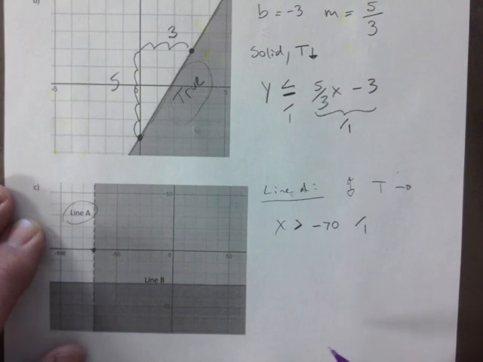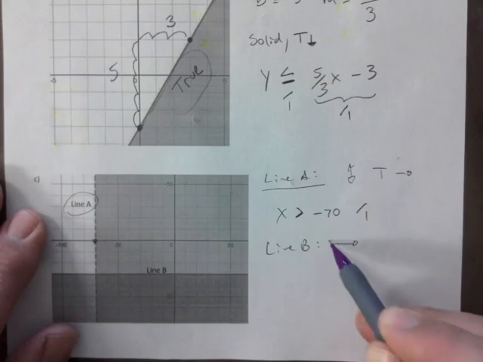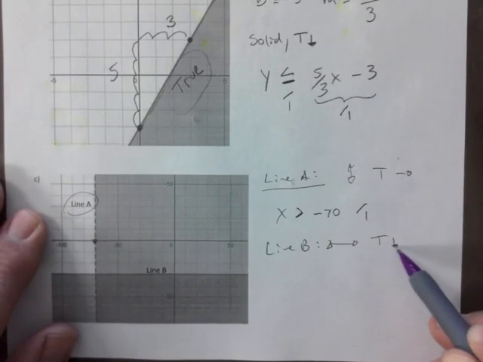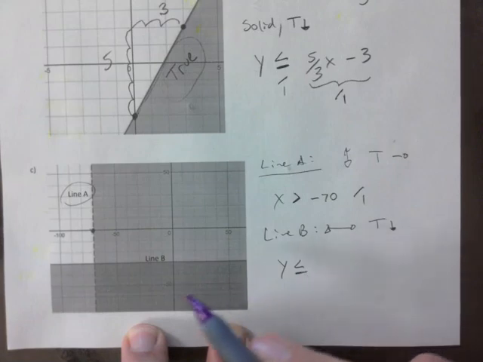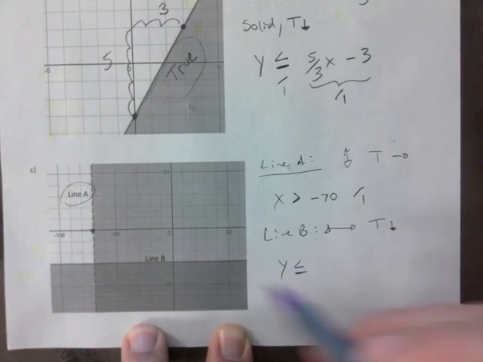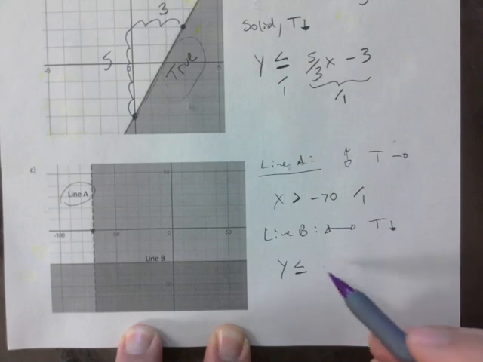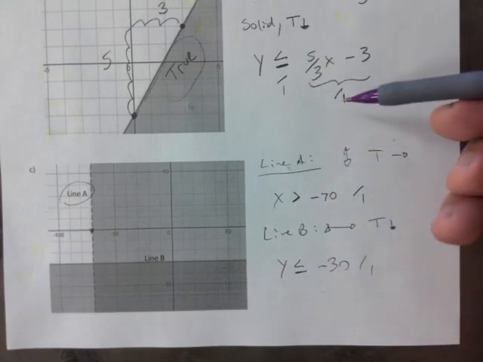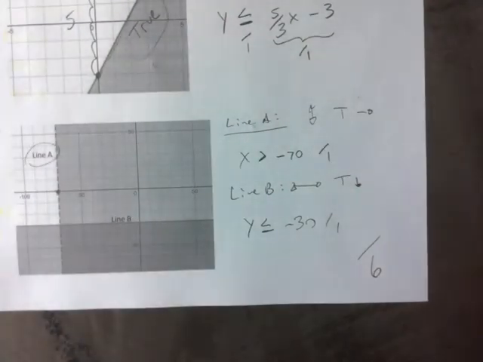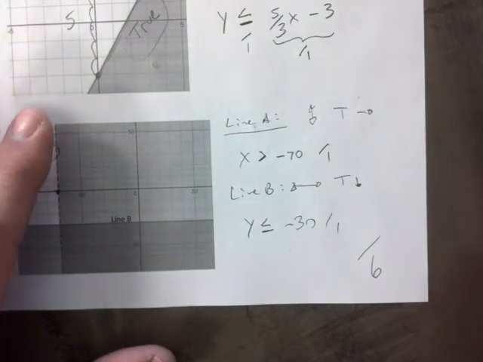It's a one marker. Line D, it's a horizontal line. True region is below in this case. So it's going to be y is less than or equal to, because it's a solid line. And then you just go look up the value here, and that would be negative 30. It goes through negative 30. One mark for that. Okay, so 1, 2, 3, 4, 5, 6. So the backside is worth 6 marks, and 17 for the front, so that's 23 in total.